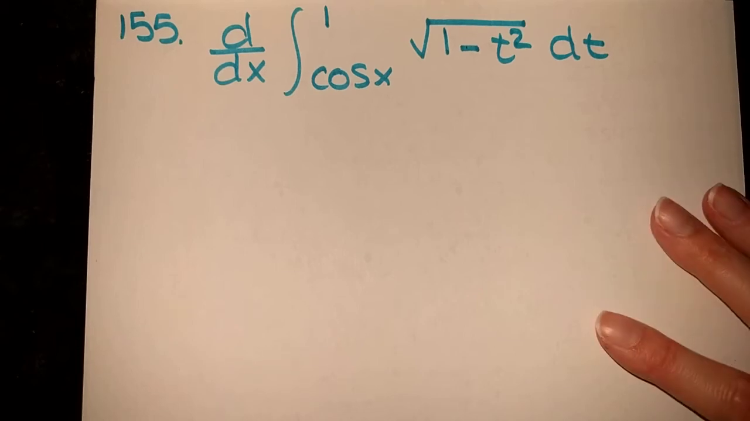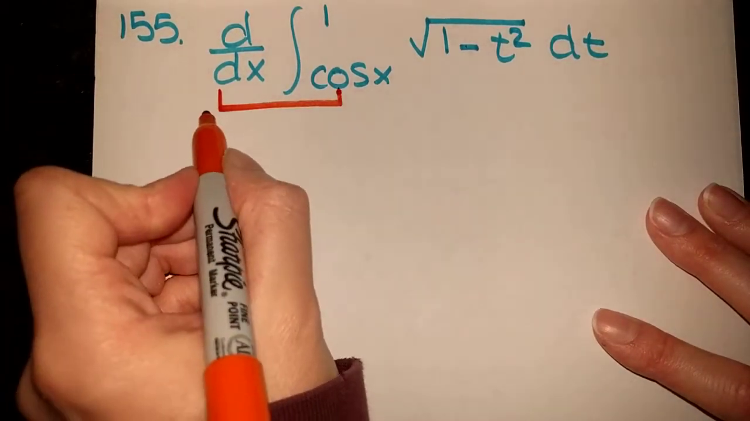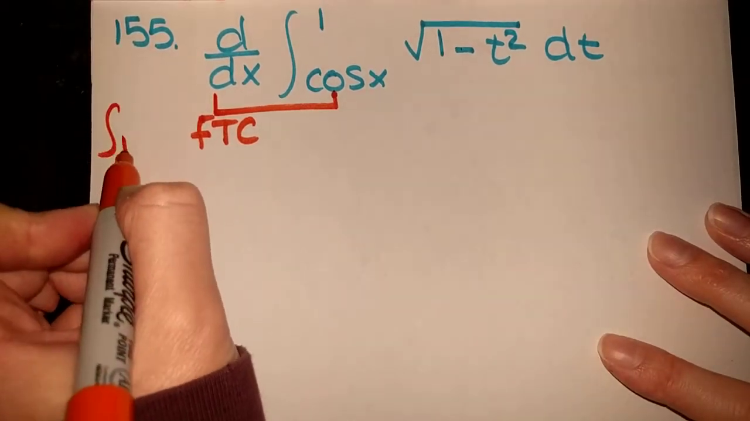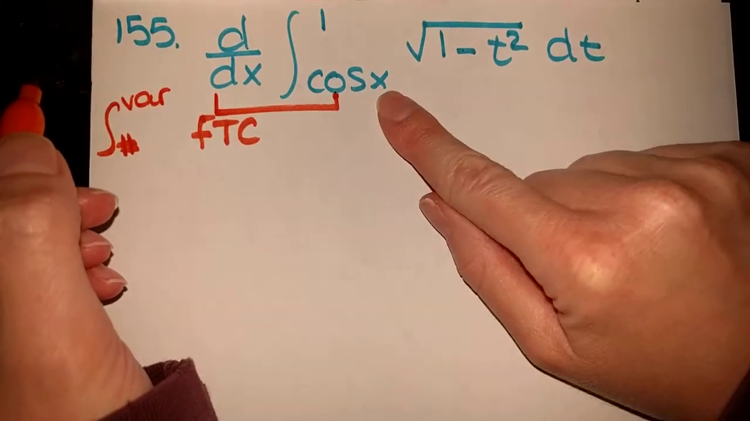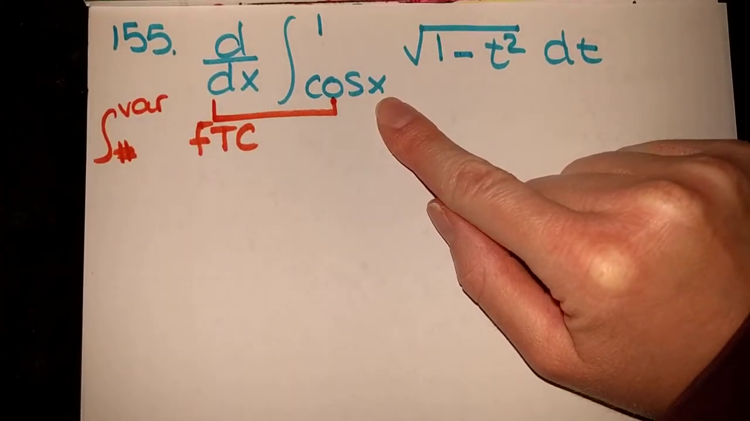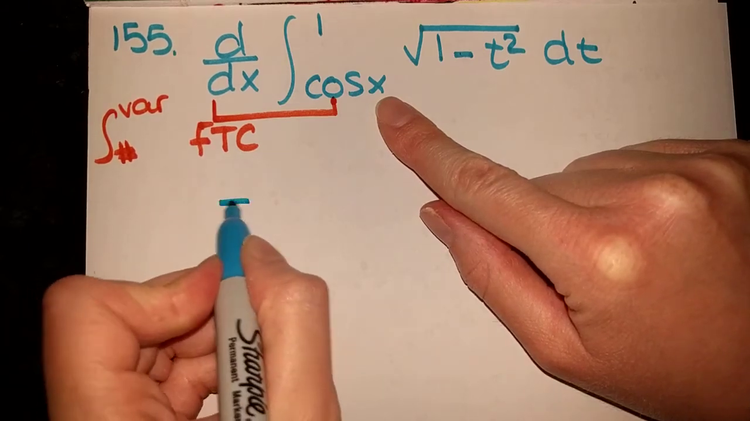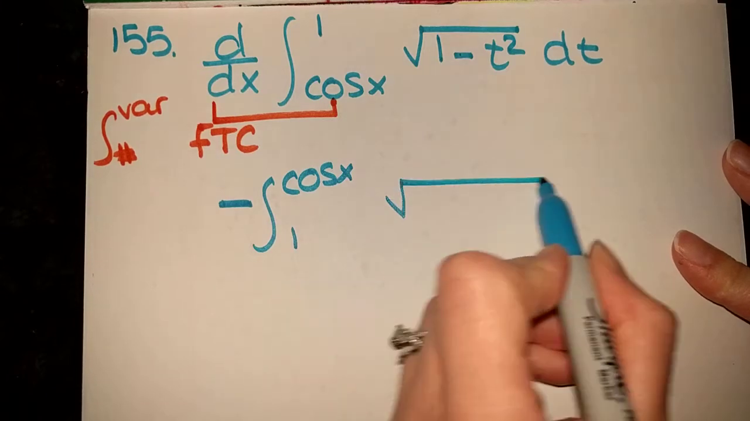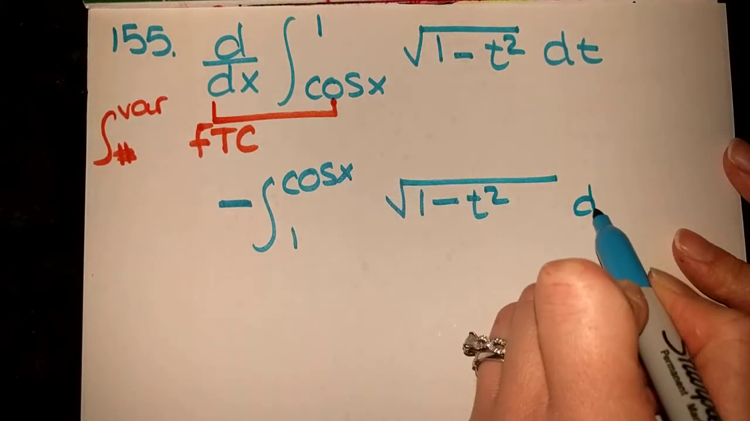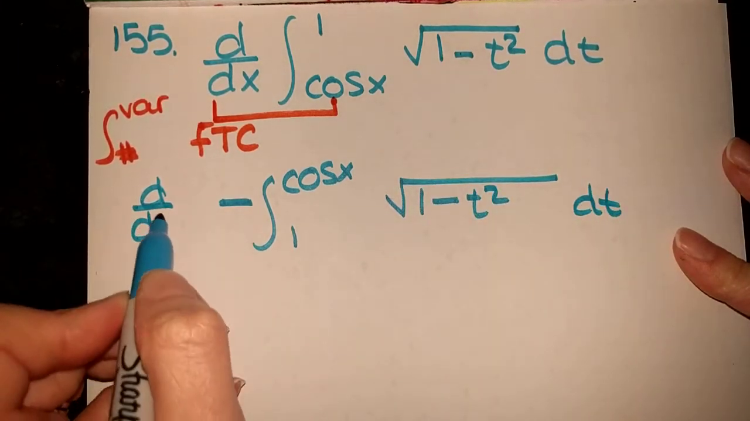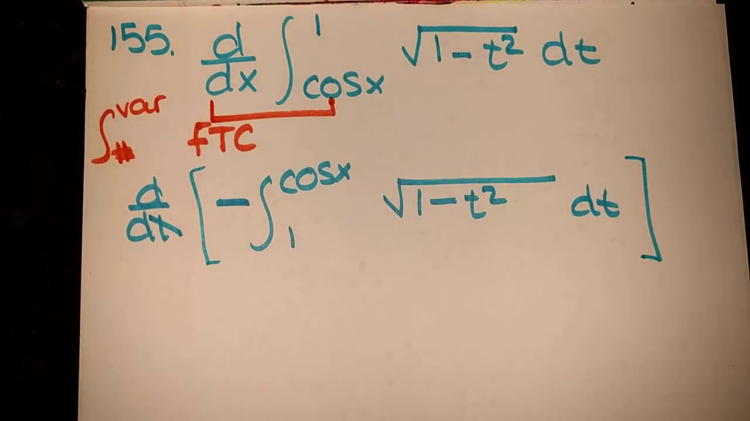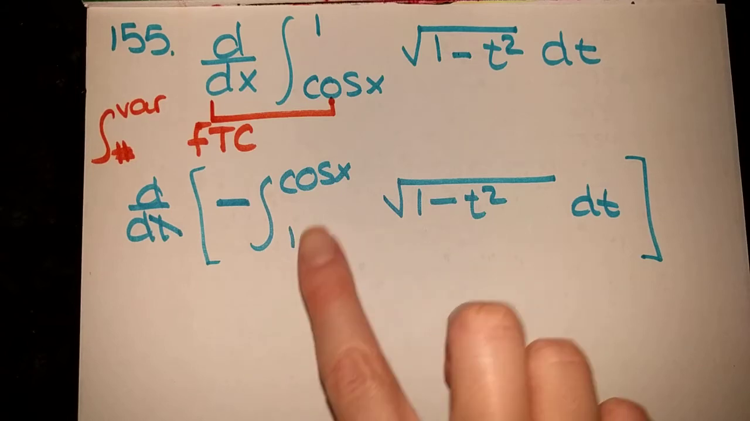So the first thing to notice again is we're differentiating an integral. So that is our fundamental theorem that relates the derivative and the integral together. Second thing to notice is that we need to have a number to a variable, and here we do not have that. So we need to flip these signs. So when I flip it, it will become a negative integral 1 to cosine x of the square root of 1 minus t squared dt. And then we're taking the derivative with respect to x of that integral. All right, so now we are in the form of a number to a variable.